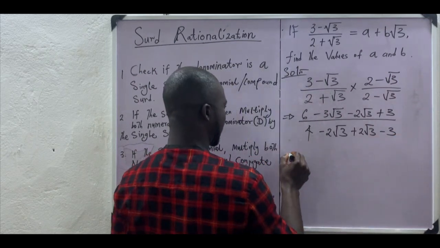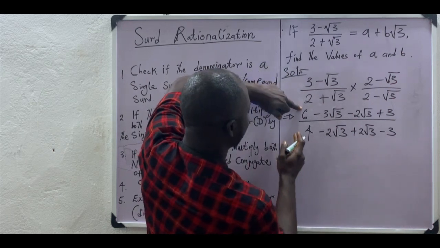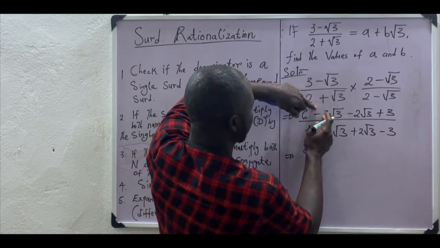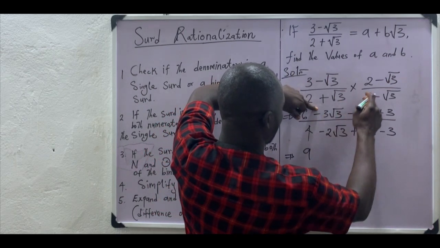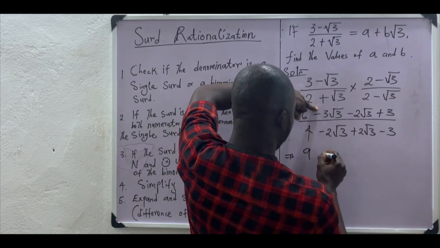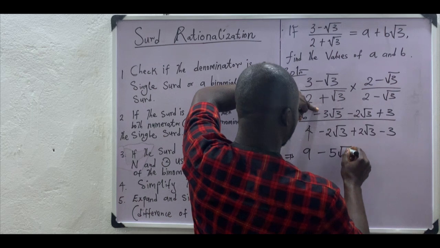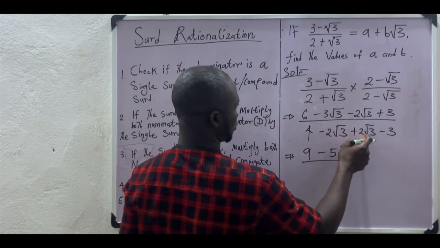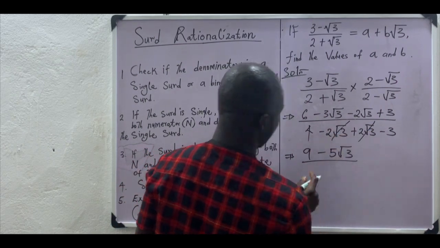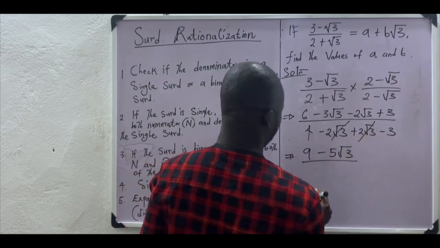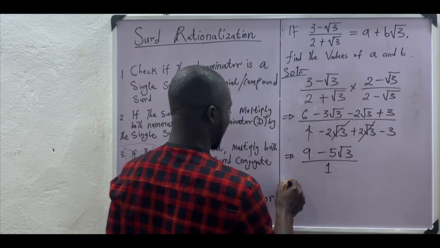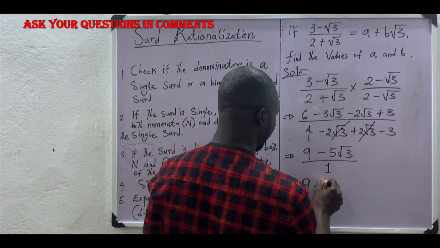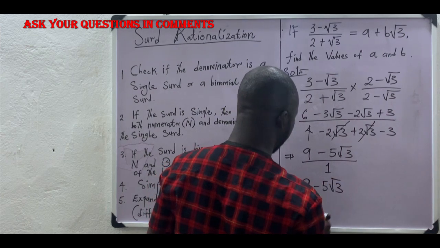And this will then reduce to, I will have 6 plus 3, that is 9. I will then have minus 3 root 3 minus 2 root 3, and this will eventually give us minus 5 root 3, divided by, now minus 2 root 3 plus 2 root 3 will cancel each other. It will give us 0. Then 4 minus 3 will give us 1. And anything divided by 1 is exactly the same thing. So this is 9 minus 5 root 3.